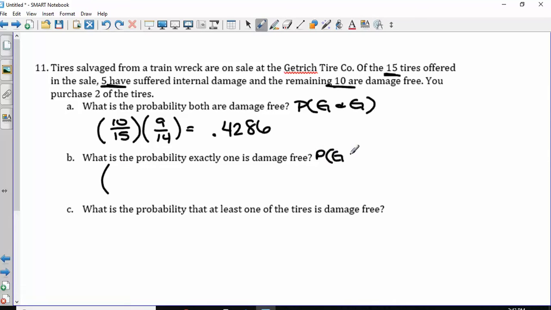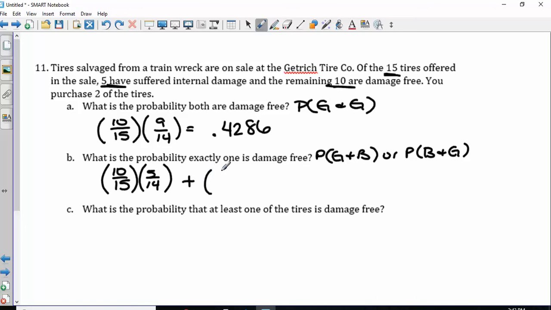Okay, probability that exactly one is damage free. So that means we could have a good one and a bad one, or we could have a bad one and a good one. So the probability that the first one is good would be, and if that one's good, probably the next one is bad would be, or, so plus, the first one being bad and the second one being good.